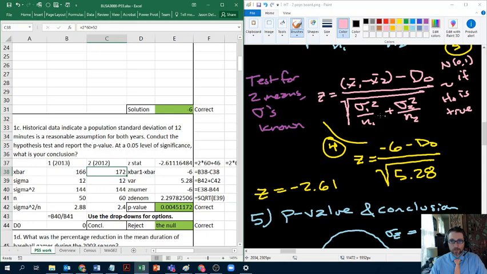Hope you found this useful. We relied on the presence of our population standard deviations this time. Next time, we're going to get rid of those. We're going to use our sample standard deviations instead. And just like we've seen in the past, the result of that will be that we are no longer using our Z statistic. We're going to have to come up with a T statistic. So that's where we'll go next.